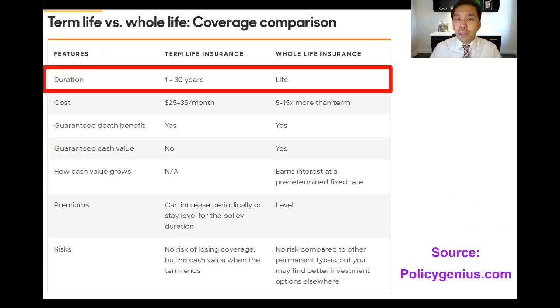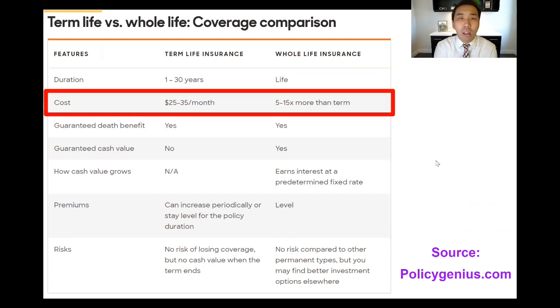Term life insurance is usually 1 to 30 years. And once again, it's for a term. Once you're done, you're done. Whole life is for your whole life. Look at the costs. A lot of people go after term life insurance because it's cheap. $25 to $35 per month. Now, this is given on a $500,000 policy.